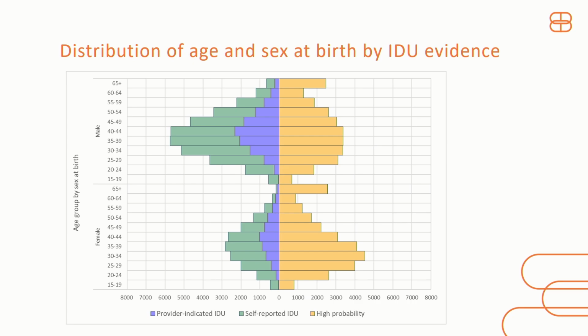So this slide shows the distribution by age and sex. Again, on the left are the people who self-report or have provider-indicated IDU. On the top is male at birth, and on the bottom is female at birth. And on the right is the additional people captured by the model.